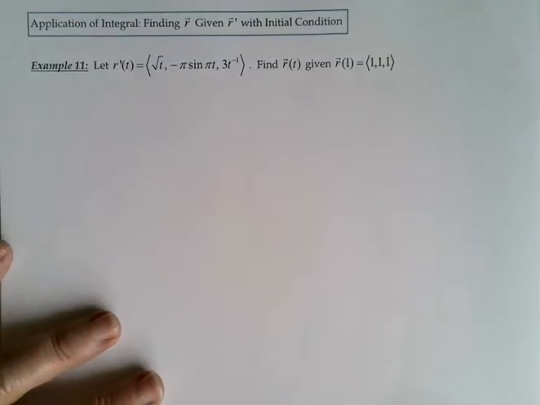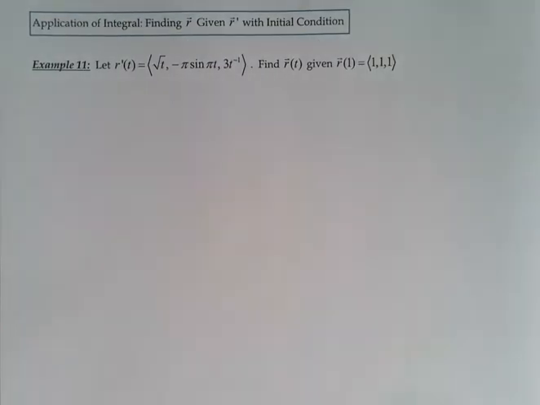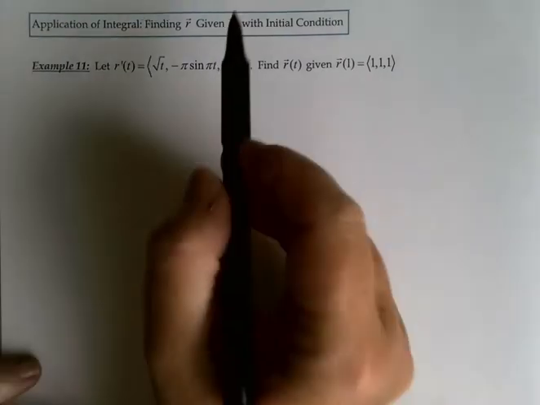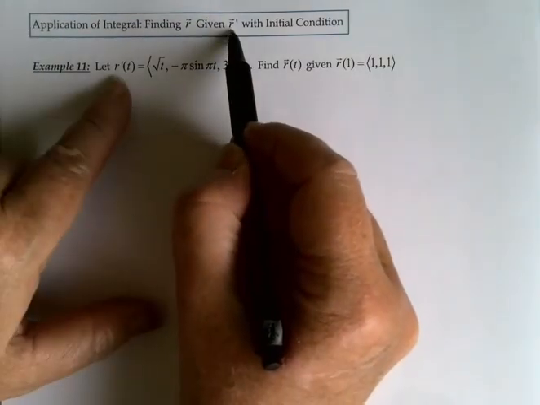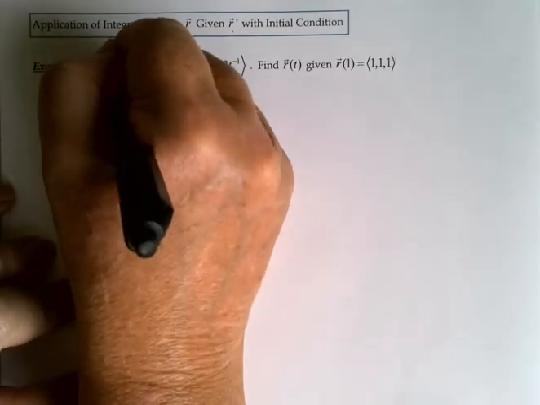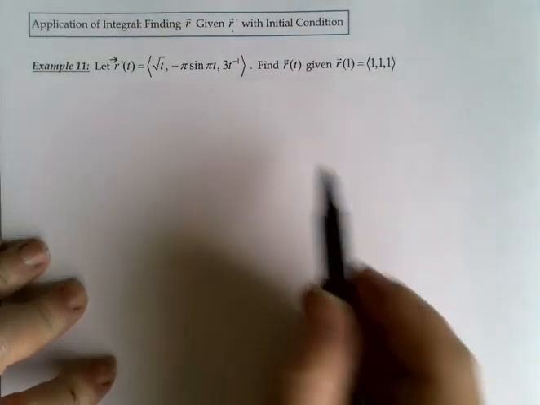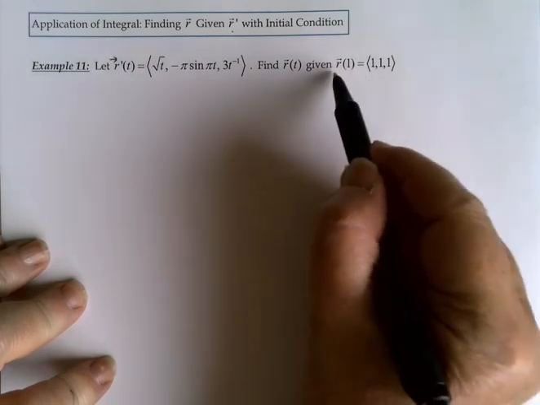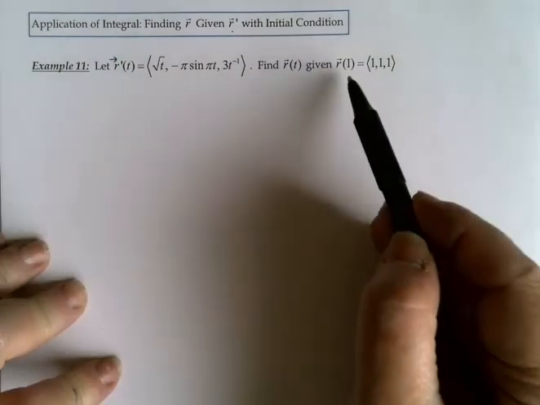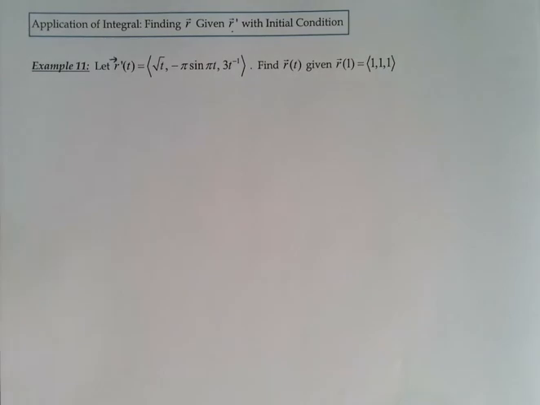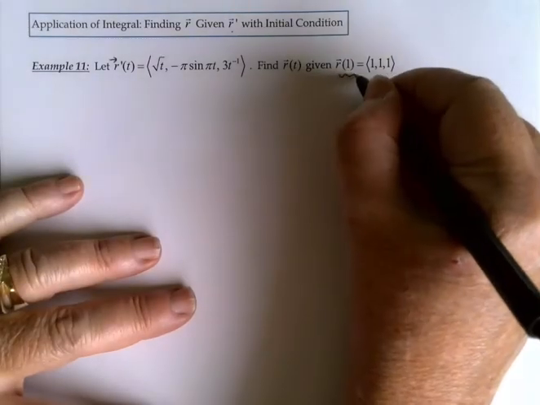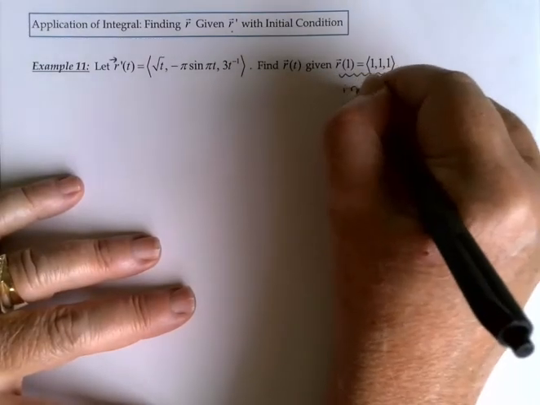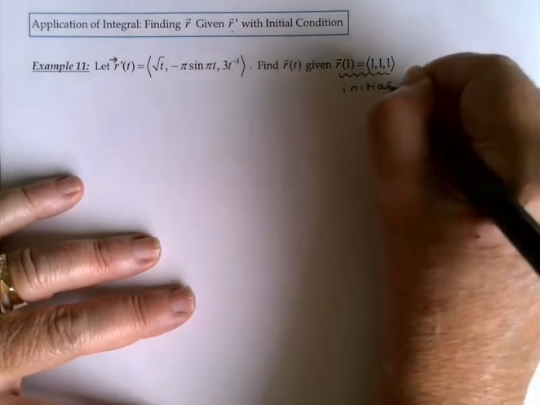All right, last example for this section. Solving for the plus c is sometimes possible in the case that we're given an r prime, and I'm also given what's called an initial condition on the r. In other words, I know a specific value of r. I can use this initial condition to solve for the c.